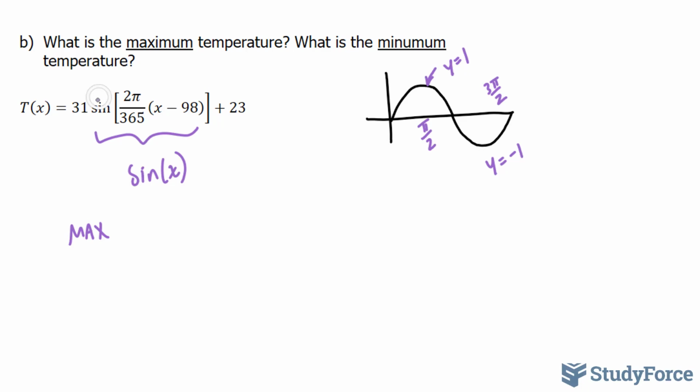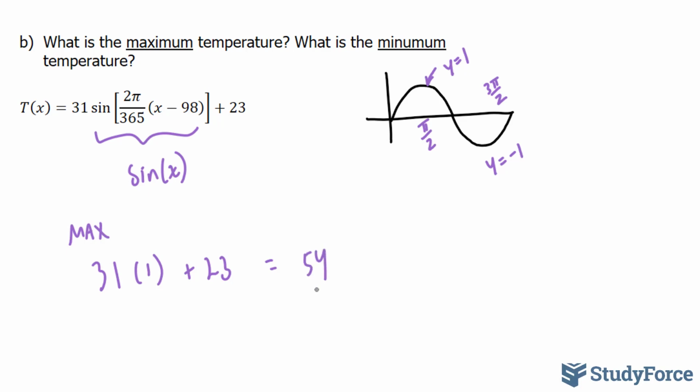We know that the maximum this part will go is 1. This 31 represents the amplitude, and the amplitude tells us how much it will stretch along the vertical. And if it stretches 31 units, we're going to multiply 1 by 31. And this 23 right here tells us how much we will shift, either up or down. Now, since it's plus 23, it will shift up 23. So therefore, our maximum will be 31 times 1 plus 23. And that is equal to 54.